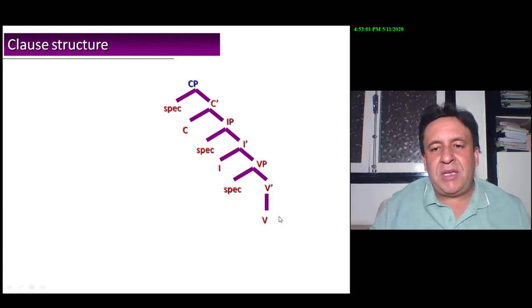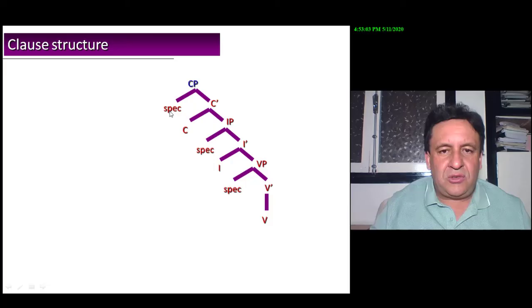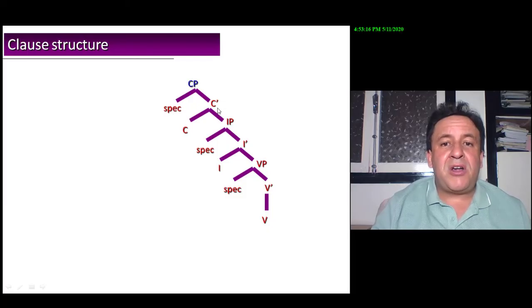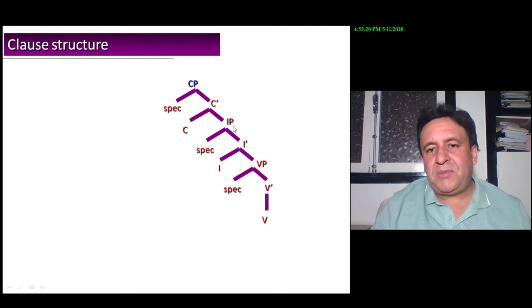They move from the VP into this position. But this is something that I will not tackle in my lecture today. So again, the CP branches out into a specifier, C bar, C. The complement of C, which is the complementizer, is the IP, which means the clause, the auxiliary phrase.